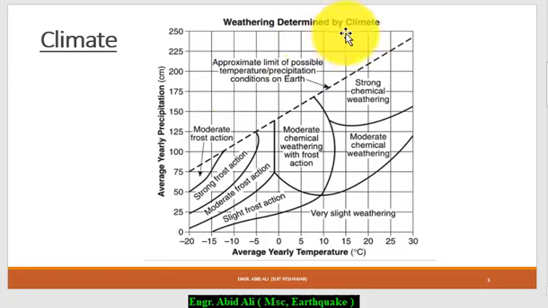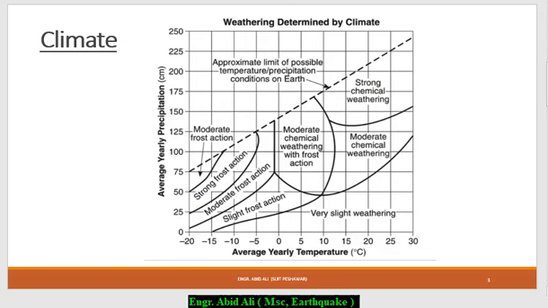Anything up in this top area, these are climate conditions that we don't really see on Earth, so they are not really relevant to what we are talking about. Anyway, this graph gives you a really good sense of the impact that climate has on the type and severity of weathering that happens in a particular area.